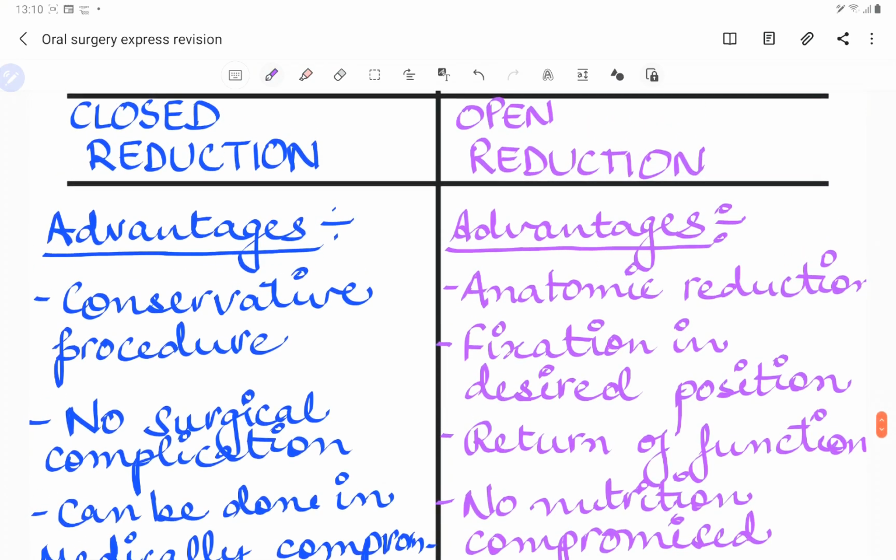So what are the advantages of closed reduction? We do not have to go for surgery. It is a conservative procedure. So many times the people are afraid of surgery. So they are like, no doctor, you treat us the way it is, I do not want to go for any kind of surgery. So no surgical complication is involved. And if the person is having any medical condition wherein the person can be at a risk, say a bleeding disorder, wherein it is risky for us to do the surgery, then also we go for a closed reduction.